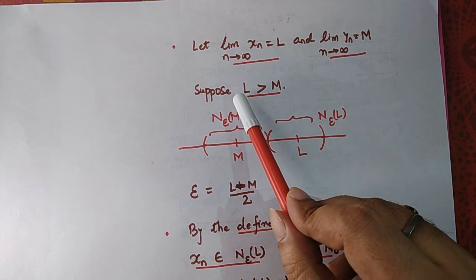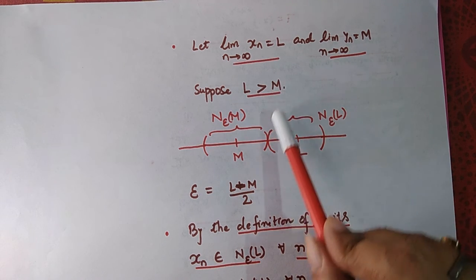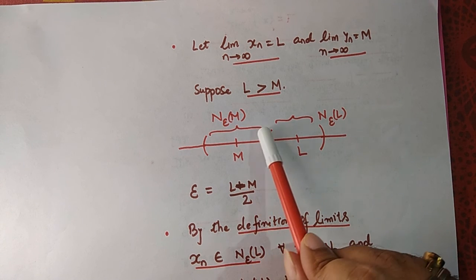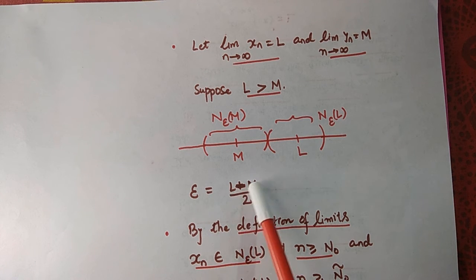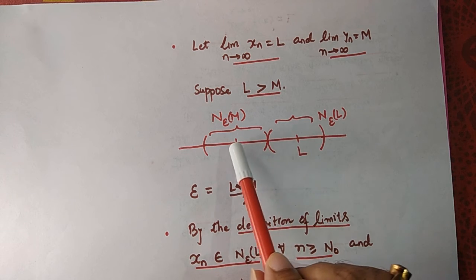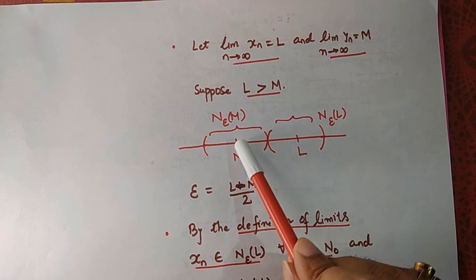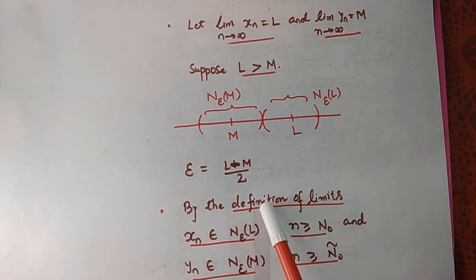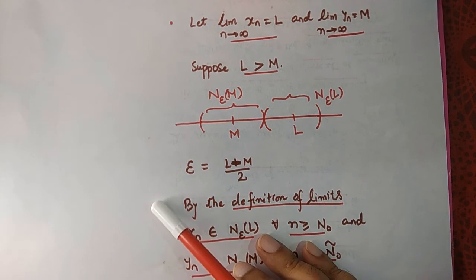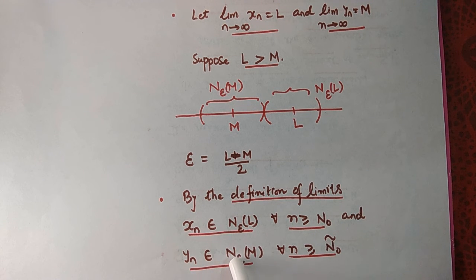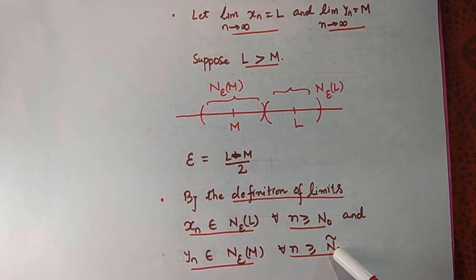We will prove this by contradiction. Suppose L is strictly bigger than M. So as shown in the figure, L is strictly bigger than M. Now let us take epsilon equal to L minus M by 2, which is half of the difference between L and M. Since xn converges to L and yn converges to M, by the definition of limits, it follows that xn belongs to the epsilon neighborhood of L for all n greater than equal to n naught, and yn belongs to the epsilon neighborhood of M for all n greater than equal to, say, n naught tilde, where n naught and n naught tilde are some natural numbers.